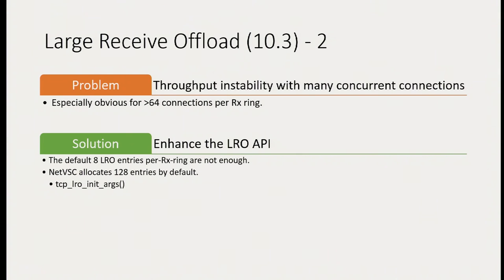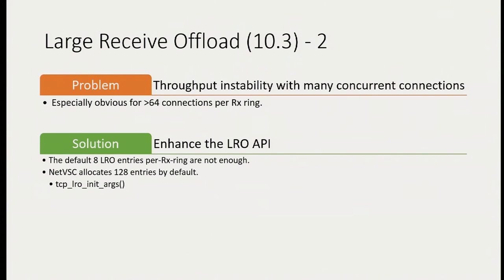This means when you have a lot of TCP connections, only eight of the TCP connections per receive ring can actually be sped up by the LRO API. So when you have really a lot of concurrent TCP connections, the effect of the LRO is actually disabled, because there are only 8 entries. When more data from more connections comes, the existing 8 entries will be flushed, and when you have more connections, the effect of the LRO is worse.